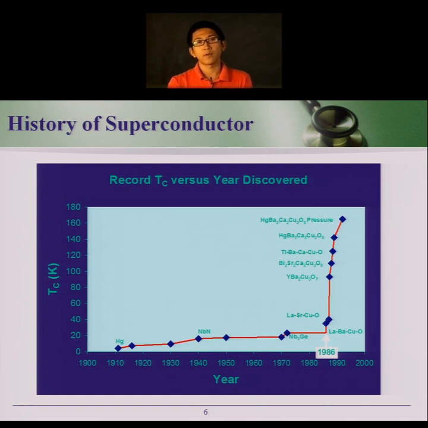Next, I will talk about the history of the superconductor. The first superconductor was found in the 1910s. It was mercury, and its characteristic temperature is lower than 20 K. But from 1986, people have found many kinds of superconductors, and we can see from the picture that the characteristic temperature of this kind of superconductor has been raised apparently.